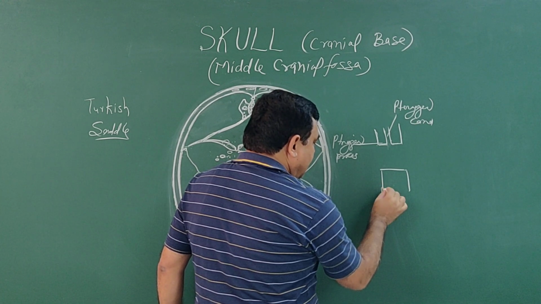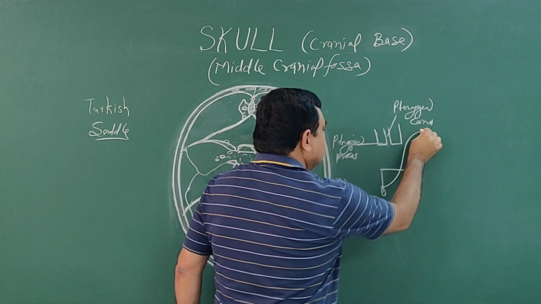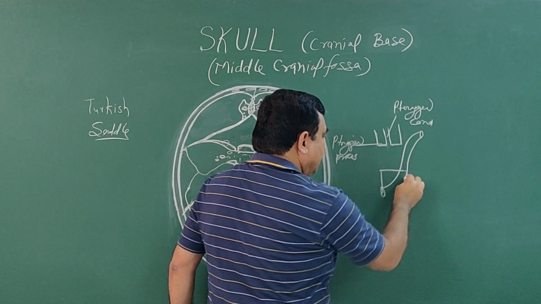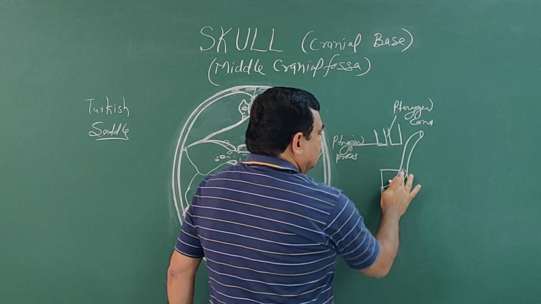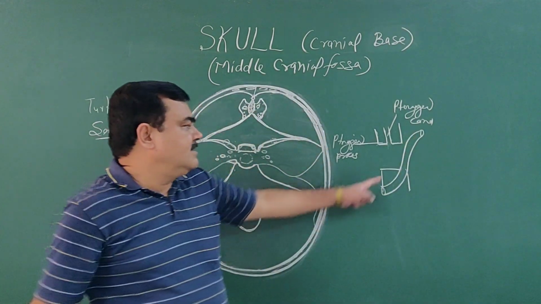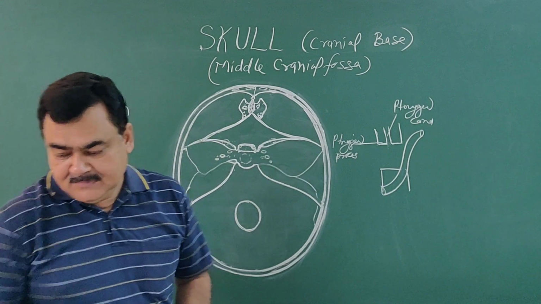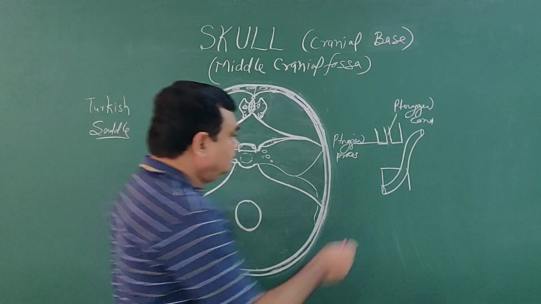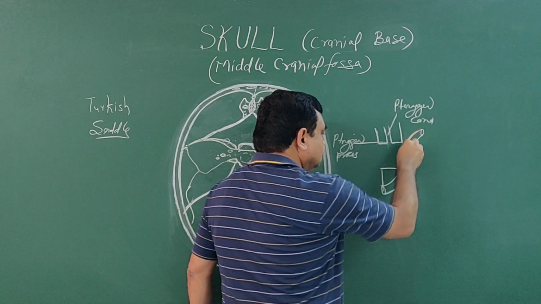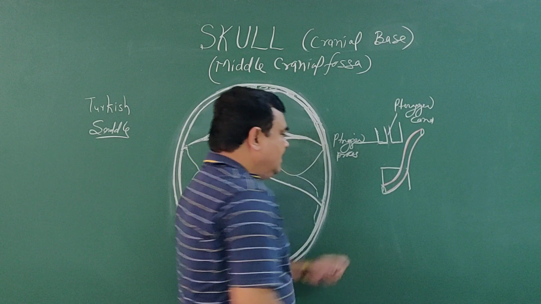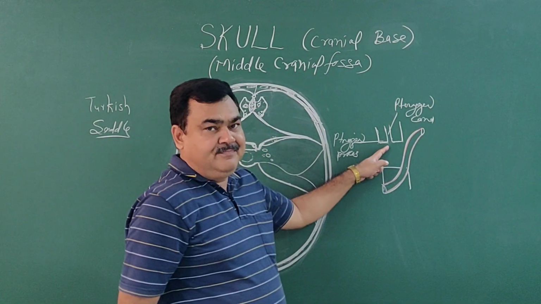This is the carotid canal. It passes like this, and the internal carotid artery passes through it. So this is the carotid canal through which it passes. This is the internal carotid artery. So you can see this is the position of the foramen lacerum.